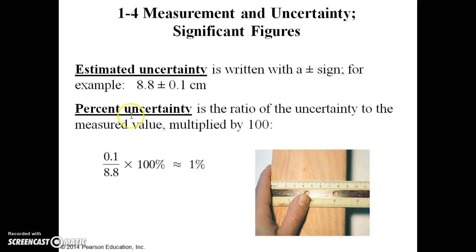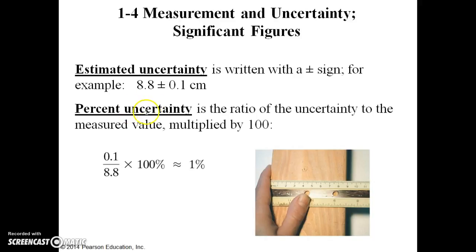Here are a couple of definitions you should know. Estimated uncertainty is written with a plus or minus sign because a ruler cannot measure better than 1 millimeter. The estimated uncertainty would be plus or minus 1 millimeter. Now, to keep the units the same with 8.8 centimeters, we would write the estimated uncertainty as 8.8 plus or minus 0.1 centimeters.